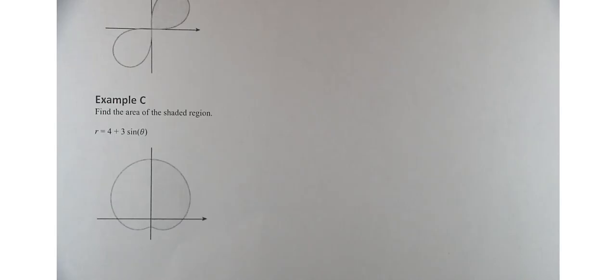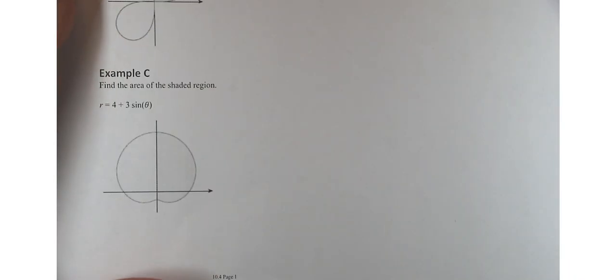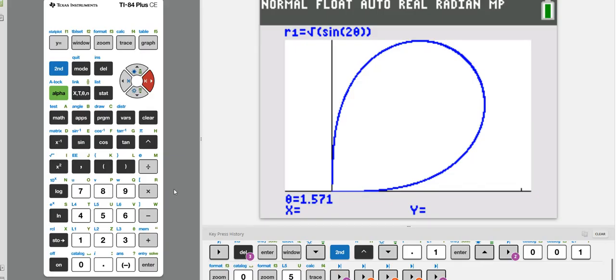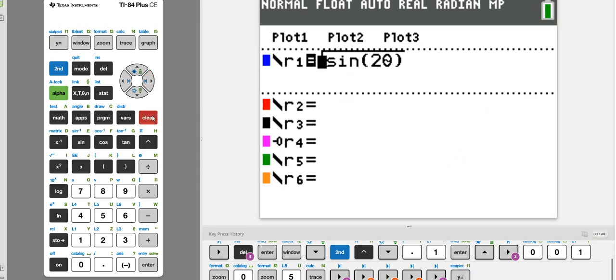Okay, so let's take a look at example C here. And again, we're going to have to spend a little time figuring out what our limits of integration are going to be. Let's do that again on our graphing calculator. I'm going to put in a new function: 4 plus 3 sine of theta. So this is the shape of a limaçon. If I had a 4 there, it'd be a cardioid. So 4 plus 3 sine of theta.